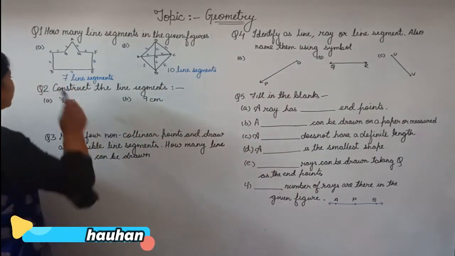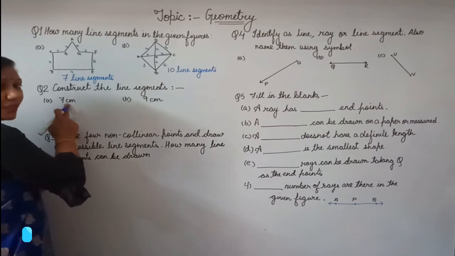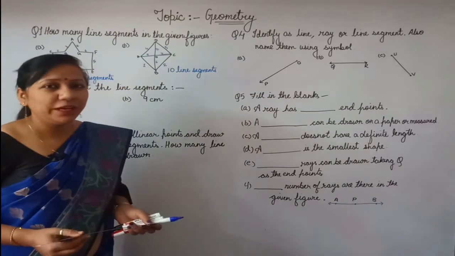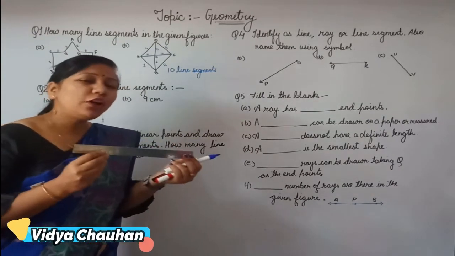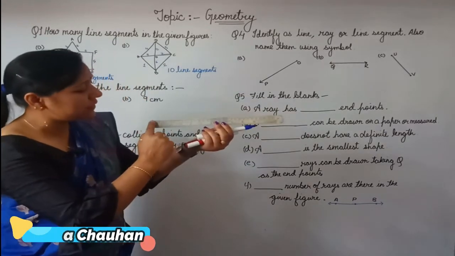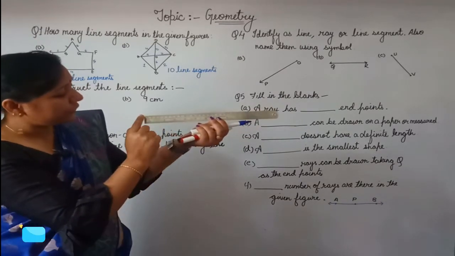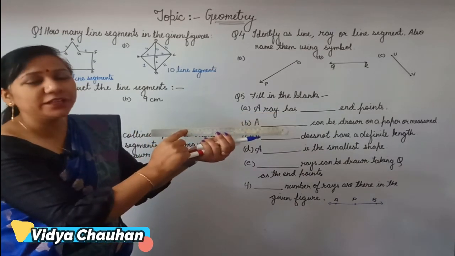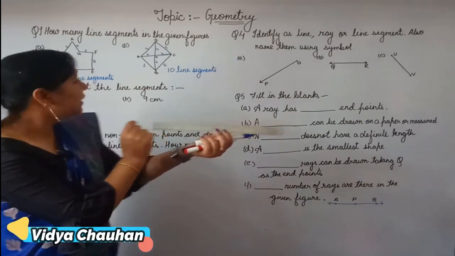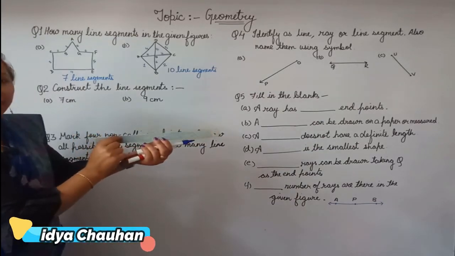Okay students, coming to the second question, in which you have to construct the line segment of 7 centimeter and 9 centimeter. So students, to draw the line segment we will use a ruler. You all must be having ruler with you, so you have to use the ruler, and on this ruler as you can see there are 2 sections. One is of centimeters and second is of inches. You have to use the section of centimeters to draw the line segment, starting up with the initial point, that is 0, and then if we have to draw a line segment of 7 centimeter, then we will start from 0 and will end by 7.